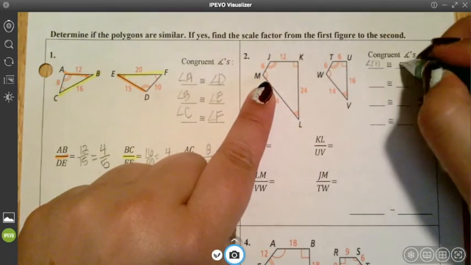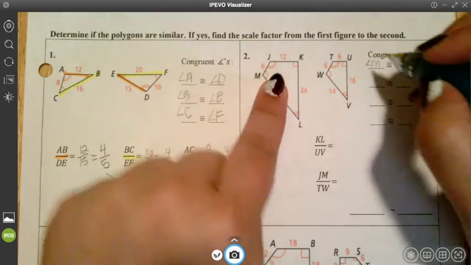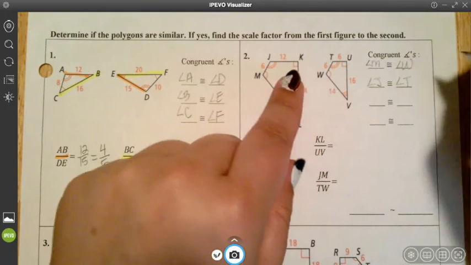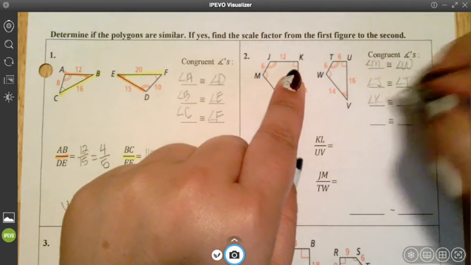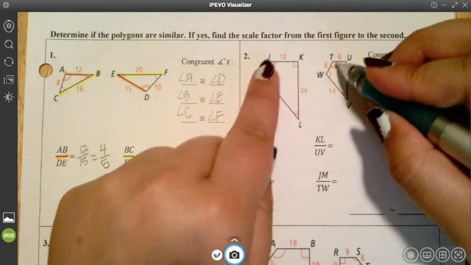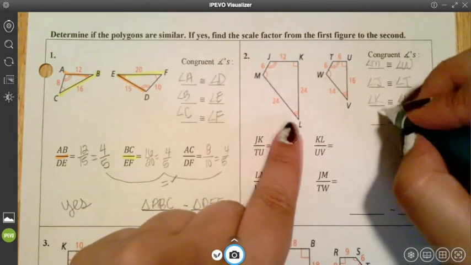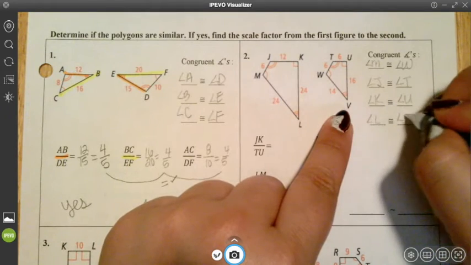1 tick mark goes with angle W. 2 tick marks is angle J, so that goes with angle T. My right angle is angle K, goes with angle U. Once you've started going in a certain direction, they should both follow that same direction. And then we have angle L and angle B.